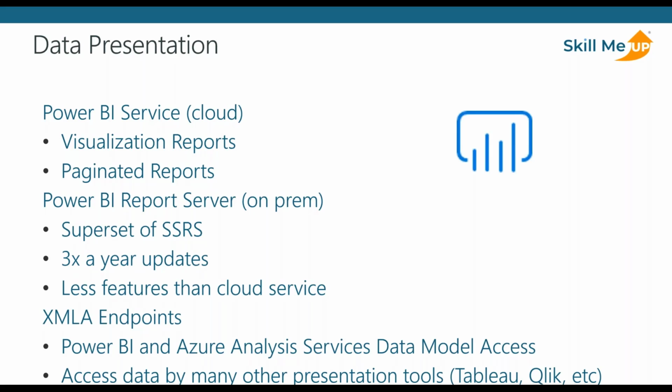And then we have the Power BI Report Server, which is that on-premises version of the Power BI service. Now, it is a version of it, but it's actually a totally standalone product. So it's a superset of SSRS. It gets updated on a schedule. It's about 3 times a year. Last I knew, the update schedule was generally February, June, and October. And they add features in when they do those release cycles.